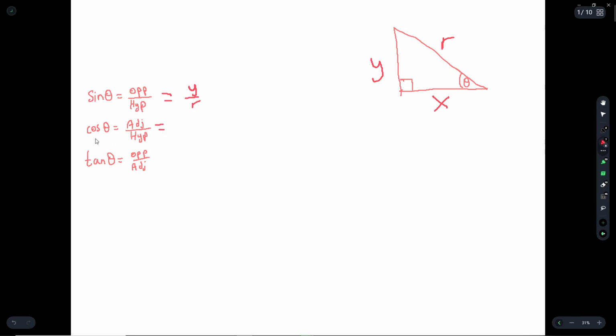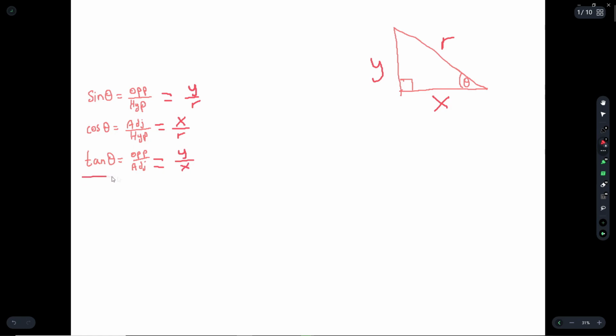Then for the next one, we have cosine of theta is equal to adjacent over hypotenuse. So this is adjacent, this is the hypotenuse, it will be x over r. Then tangent of theta is equal to opposite over adjacent, so it would be y over x.